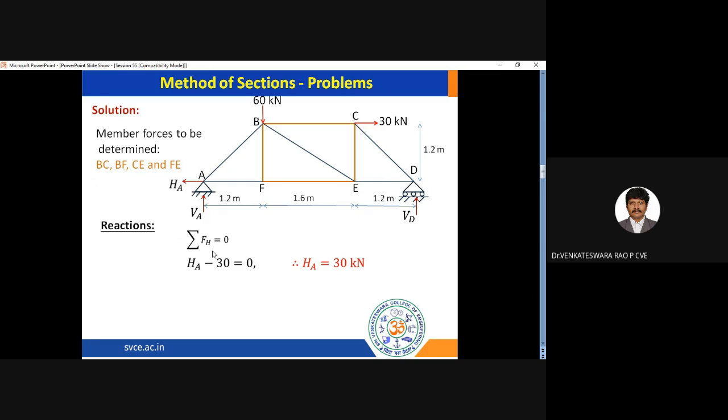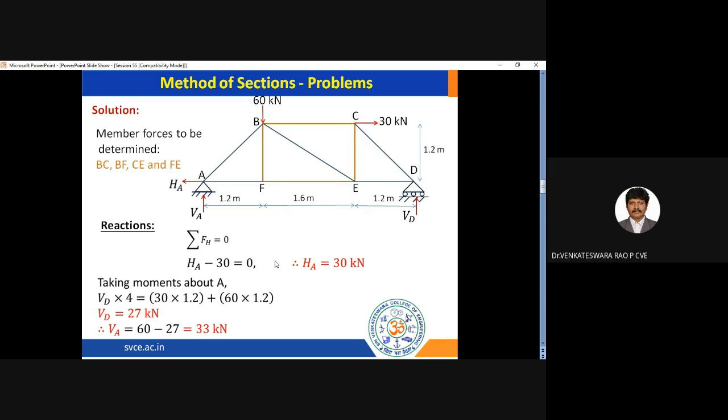So now we apply sigma FH equal to 0 for the entire truss. It is not for the joint, understand this. This is for the entire truss, the algebraic sum of all horizontal forces equal to 0. Let us assume our left hand side force is positive. So HA is positive. Then I have only another single horizontal force, that is on the right hand side, minus 30, is equal to 0, and with this the HA value is 30 kilonewtons. Is it clear now?